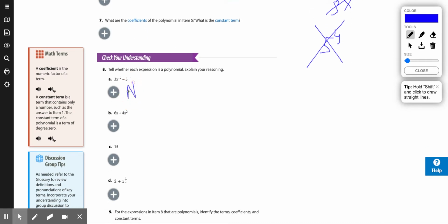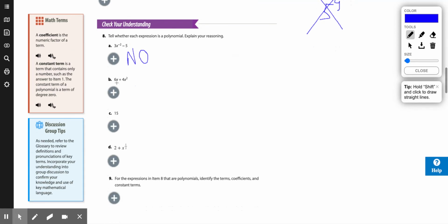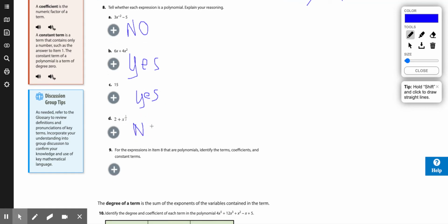Okay, so let's see if we can tell whether these are polynomials or not. 3x to the negative 2? No. 6x plus 4x squared? Yes. 15? Yes. Remember, it's a constant. It's fine. 2 plus x to the 1/2? No. So polynomials cannot have negative exponents, and they can't have fractional exponents. Can't have exponents to a variable. You can't have a variable on top. So let's look at some more.